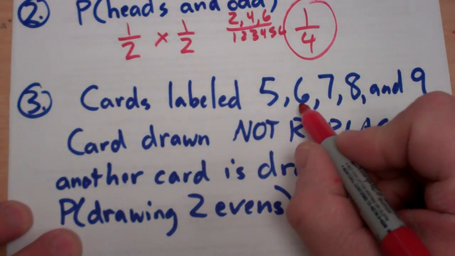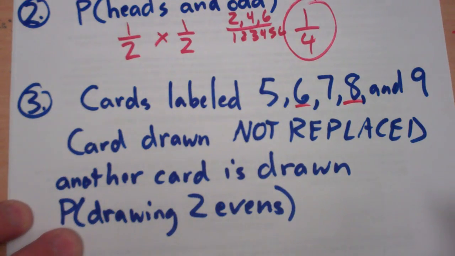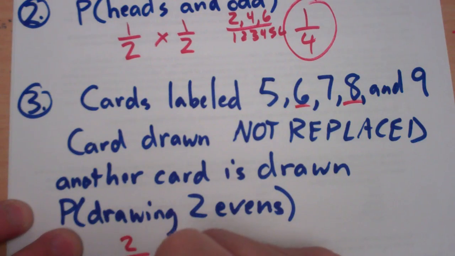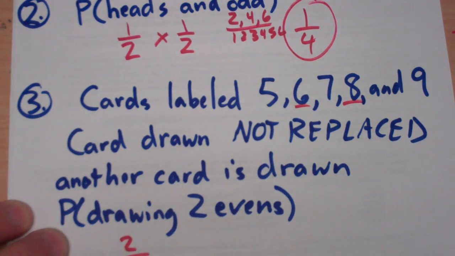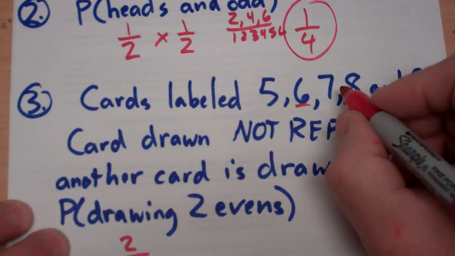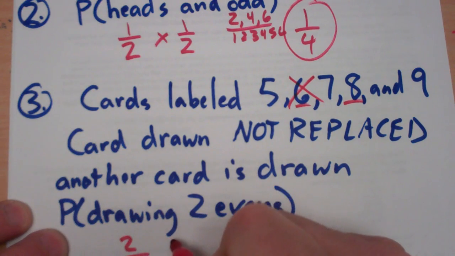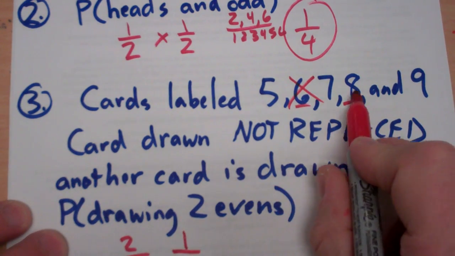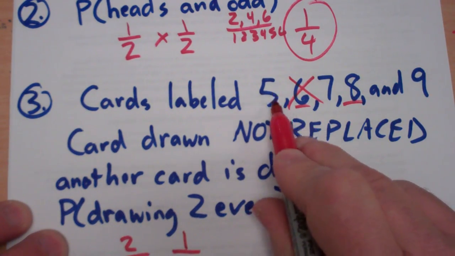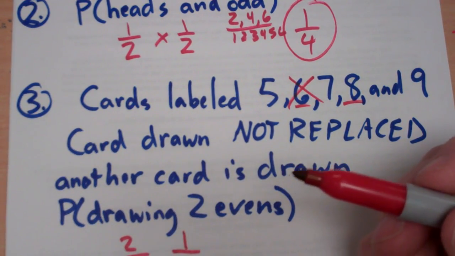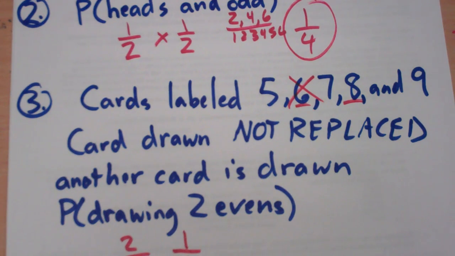Well, the probability I get an even, I have 2 possible ways out of 1, 2, 3, 4, 5. So the probability of getting even is 2 out of 5. But to get that right, one of those evens is going to be gone. It might be the 6, it might be the 8. So that changes the probability of the second one. The second time I only have 1 possible winner, not out of 5 anymore because I didn't replace it, 1 out of 4. So now I have a probability of 2 over 5 times 1 over 4.